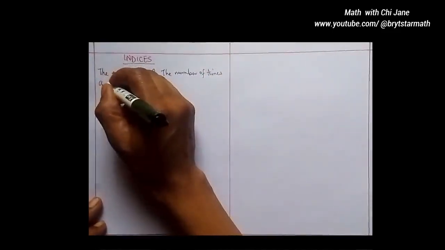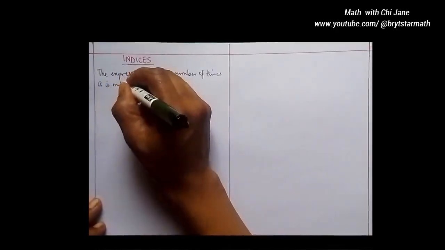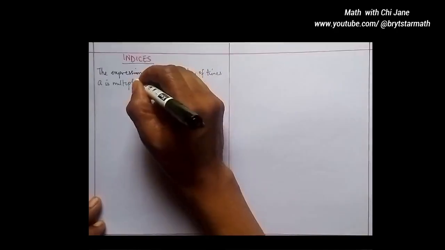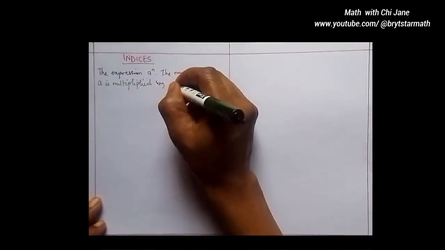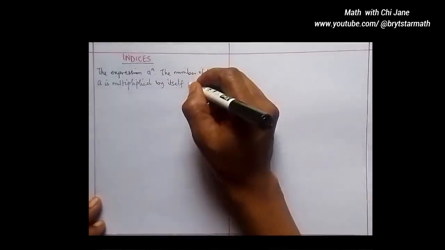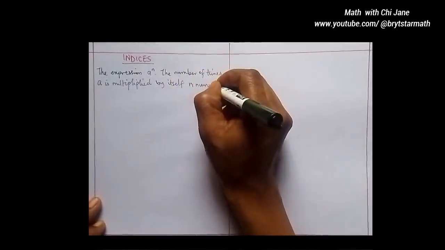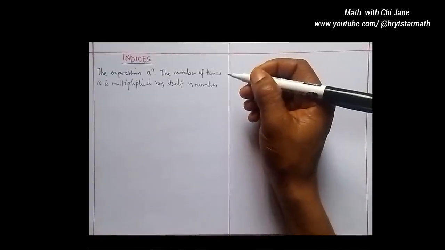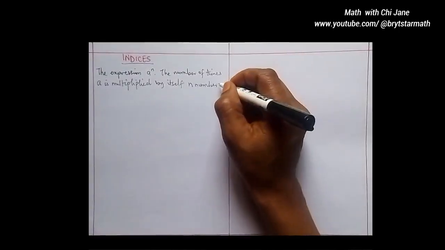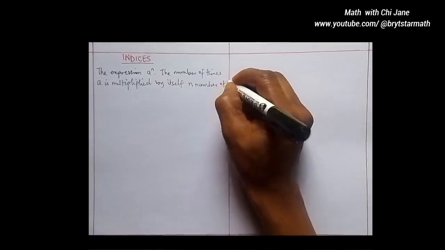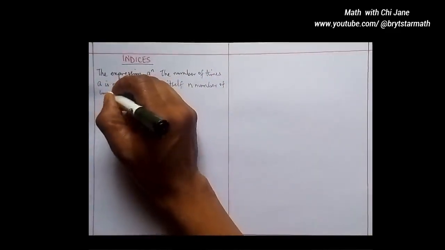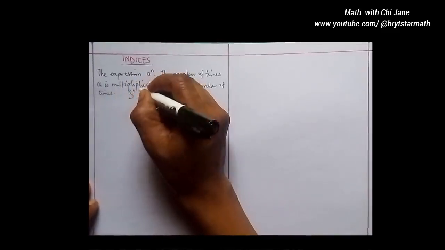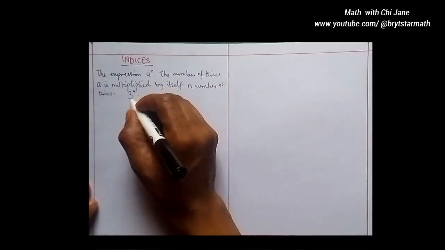a is multiplied by itself n number of times. What do I mean by this? Where we have 3 raised to the power of 4, number of times 3 is multiplied.